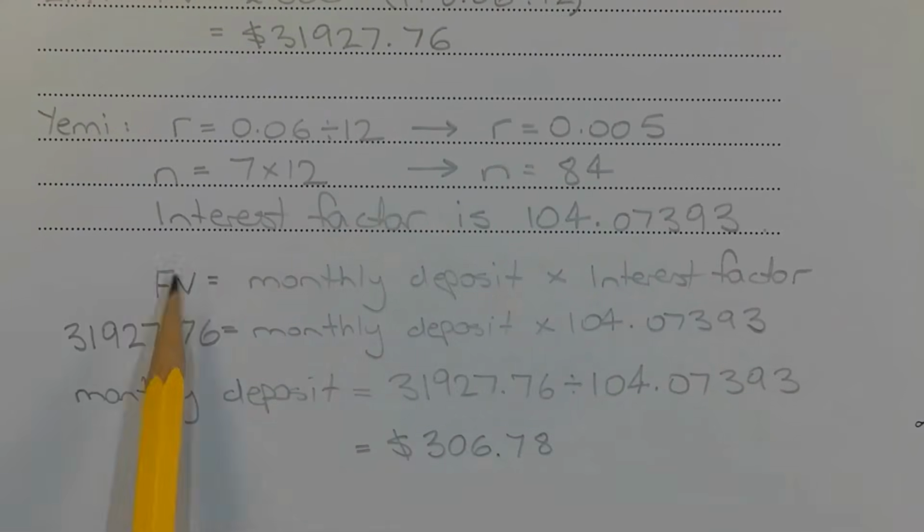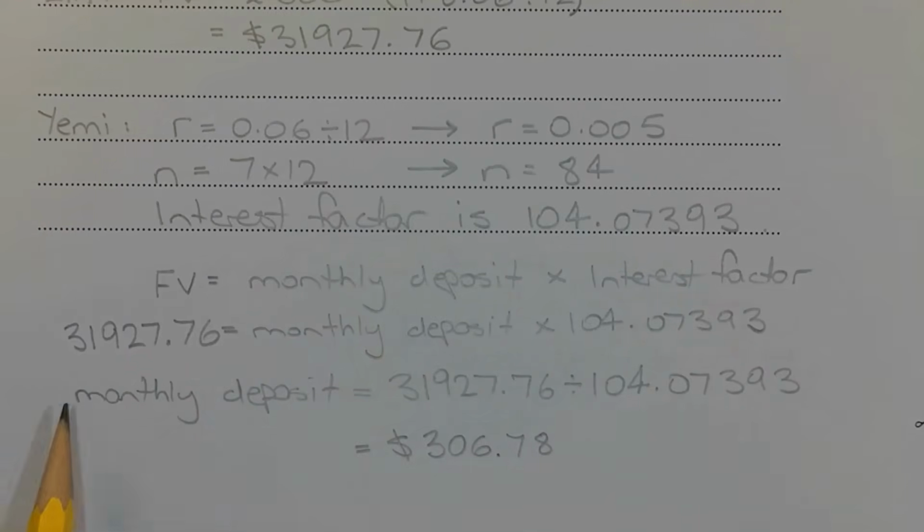So to work out the future value, we take the monthly deposit and we multiply that by the interest factor. Now we know what the future value is. It's $31,927.76. And that's equal to the monthly deposit multiplied by the interest factor that we just found. So we form a simple equation, and we need to make the monthly deposit the subject.